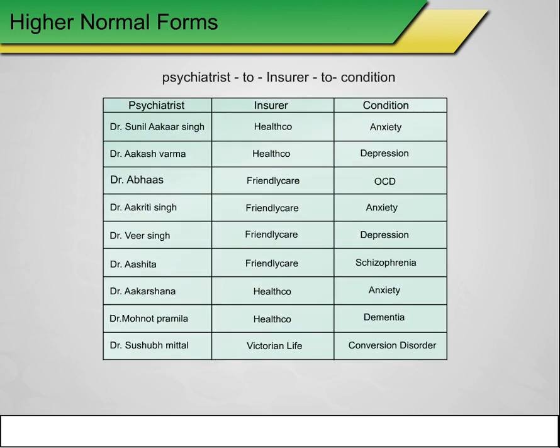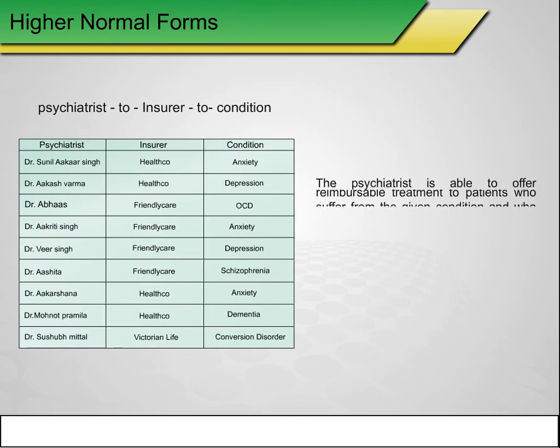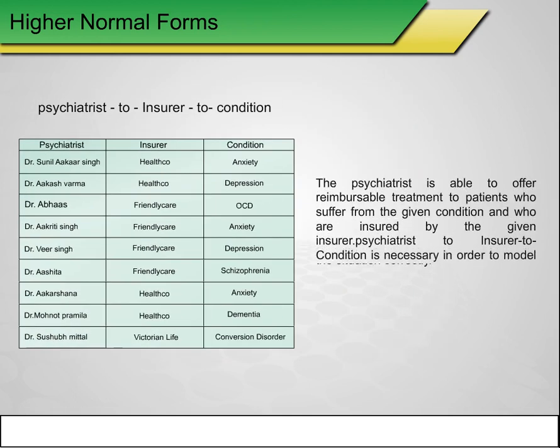Psychiatrist to insurer to condition. The psychiatrist is able to offer reimbursable treatment to patients who suffer from the given condition and are insured by the given insurer. Psychiatrist to insurer to condition is necessary in order to model the situation correctly.